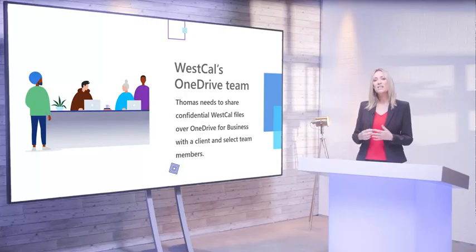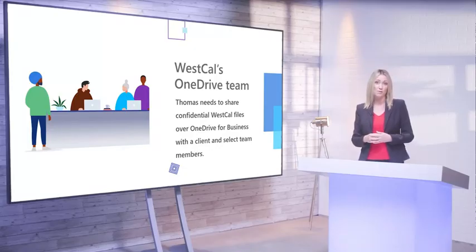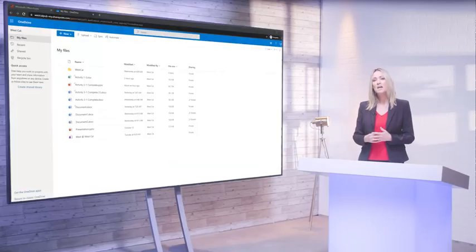He needs to share these files with select members of his team and their new client. But he must make sure that the files can only be viewed or edited by the select team members he's provided access permissions for. Fortunately for Thomas, OneDrive for Business offers several tools that he can use to perform these actions. So what are these tools and what actions can you perform with them?